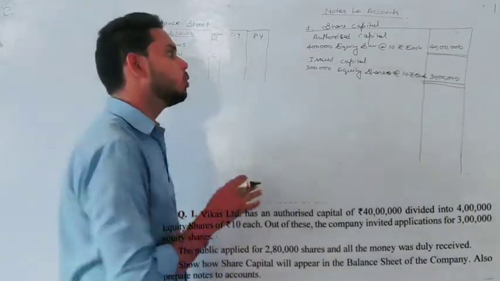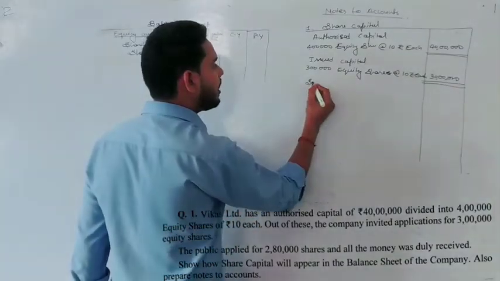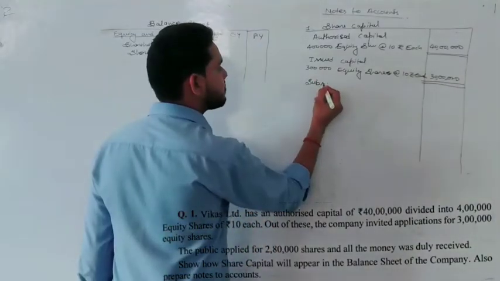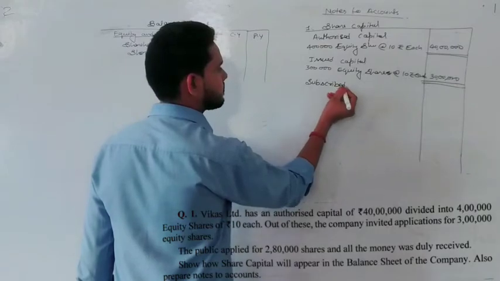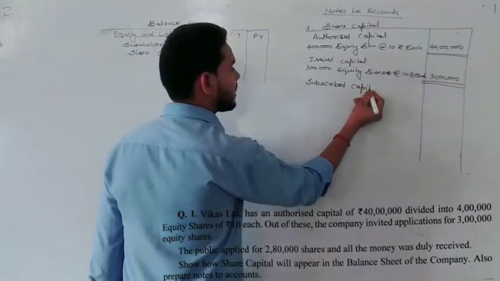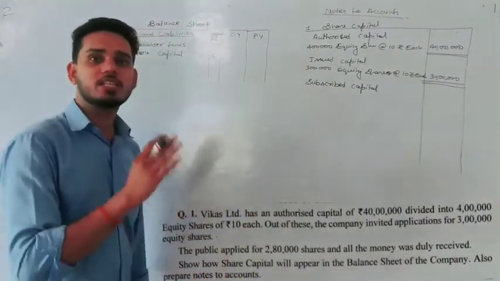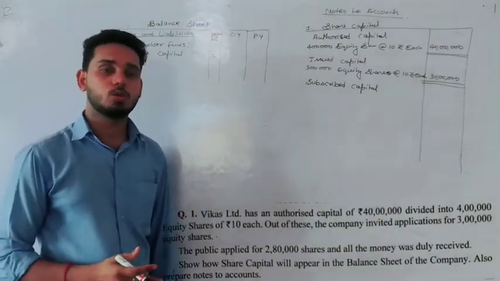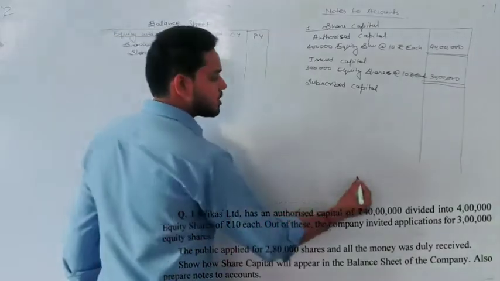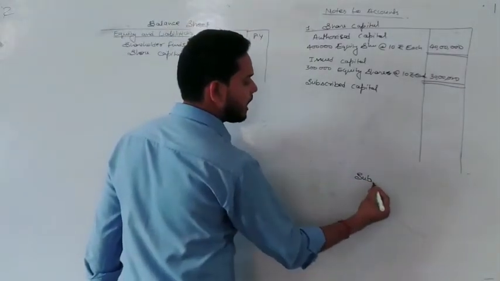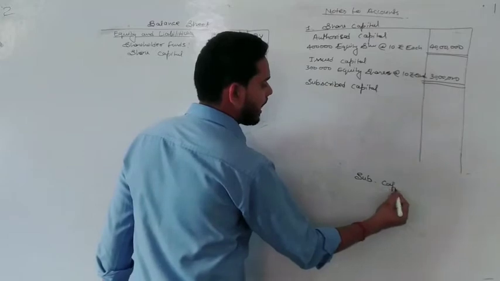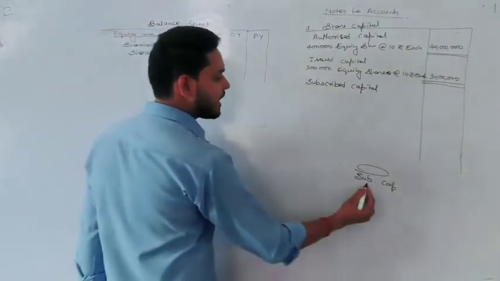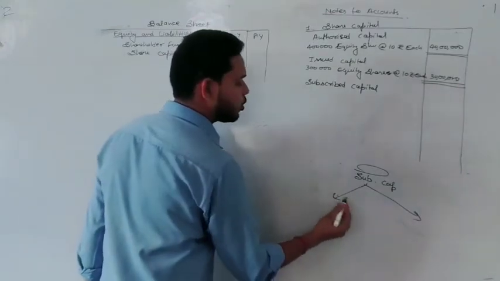Now what will we do? We will write all the capital in the same column, which is subscribed capital. Okay, in the subscribed capital, we will write subscribed capital, called up capital and paid up capital also. Now how will we do that, sir? See one thing: first we will make a rough work, and here we will write the number of shares subscribed by the public.